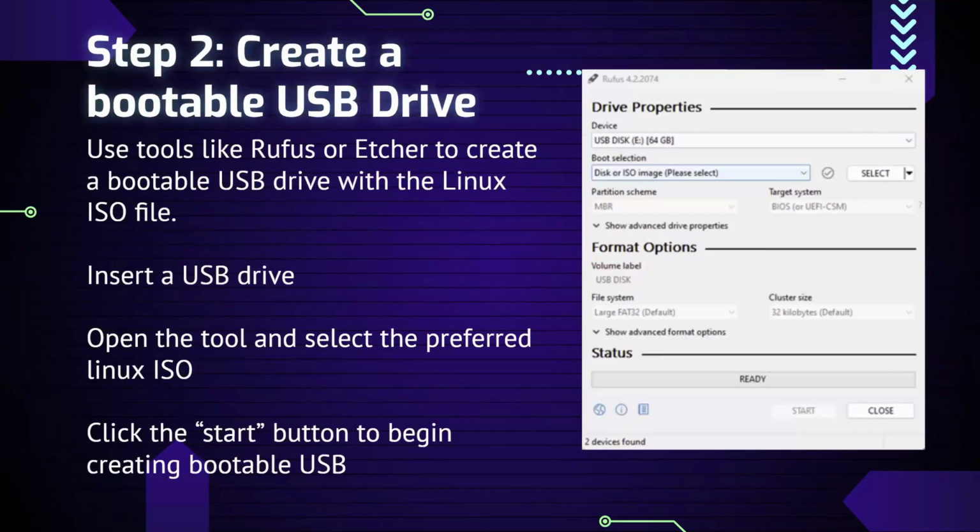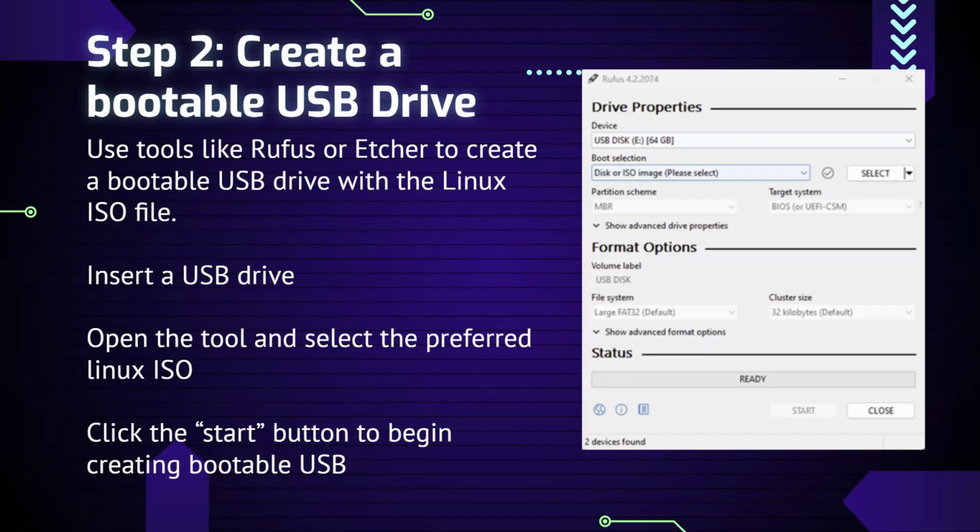Next, this is an important step. You have to create a bootable USB drive. You can use tools like Rufus or Etcher to create a bootable USB drive with the Linux ISO files. You might also get one. I think that you can order one, but you have to pay for those.